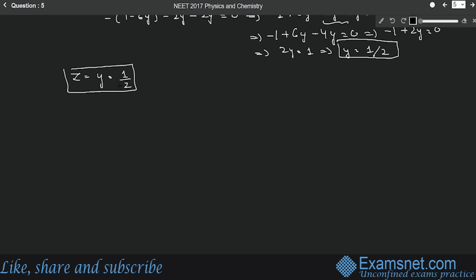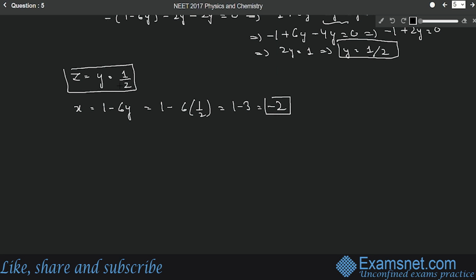So what will be the value of x? We know that x is equal to 1 minus 6y. That means 1 minus 6 into half, that is 1 minus 3. So it will be minus 2. So the value of x is minus 2.